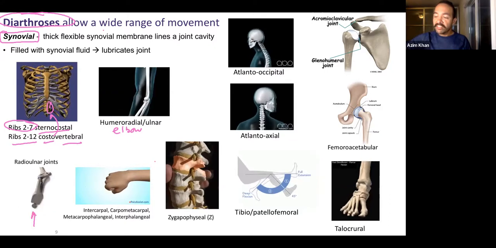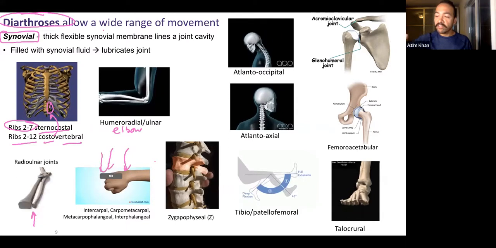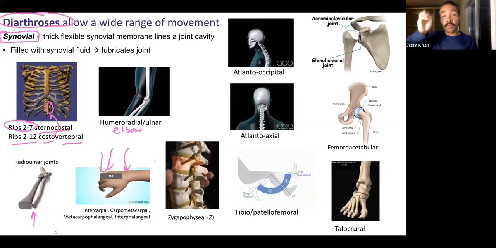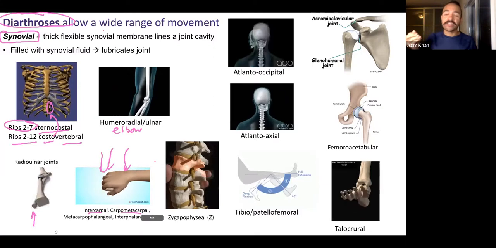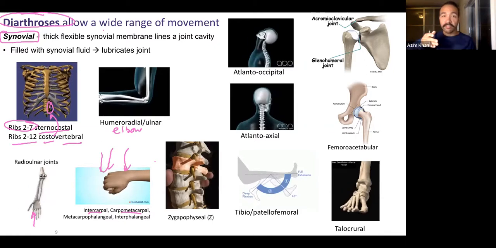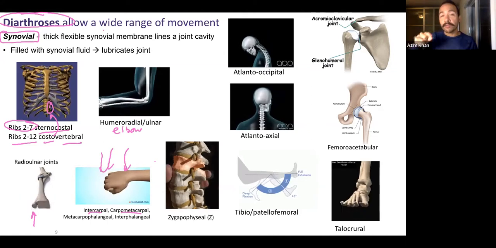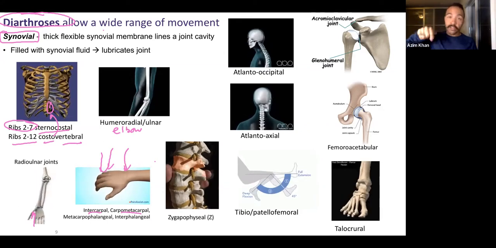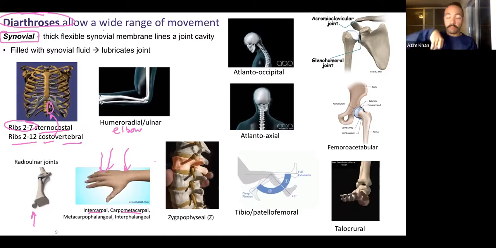To flex and extend your wrist and your knuckles, your wrist is intercarpal and carpometacarpal. Intercarpal, because remember there were two rows of carpal bones, proximal and distal. So intercarpal. Carpometacarpal is between your carpals and your metacarpals. Carpometacarpal. Move your wrist.